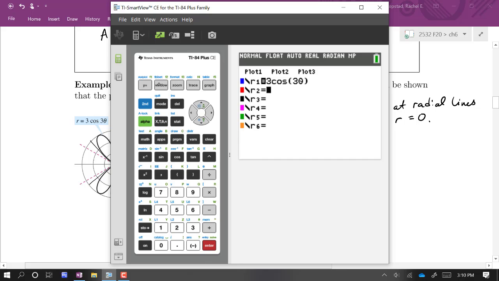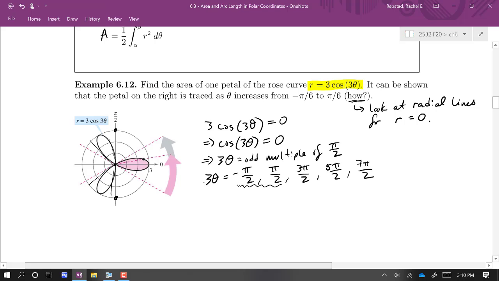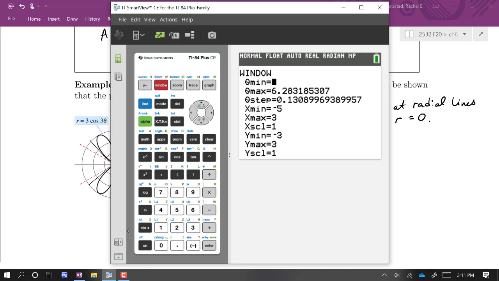Now I'm going to hit the window. I'm trying to verify that that petal is sketched out from minus pi over 6 to pi over 6, which is what would be required. So if 3 theta is negative pi over 2 to pi over 2, that means that theta would be minus pi over 6 to pi over 6. So when I set the window for theta, I'll make it from minus pi over 6 to pi over 6.